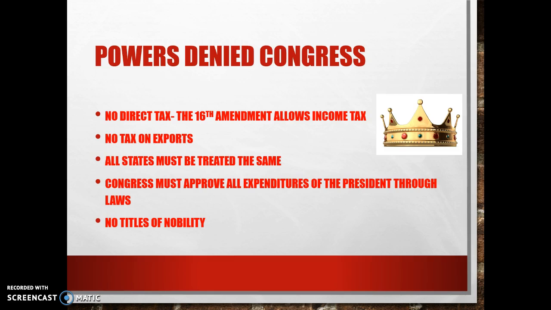In addition, Congress must approve all expenditures of the president through laws. They can't just say, no, the president can't spend that money on this or that. They actually have to pass a law, and the president has to sign it as well. And lastly, they're not allowed to offer titles of nobility. So just because Congress likes you does not mean that you're going to be named the Duke of Palm Bay.